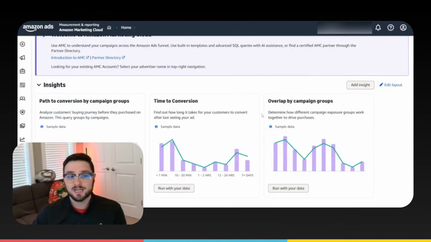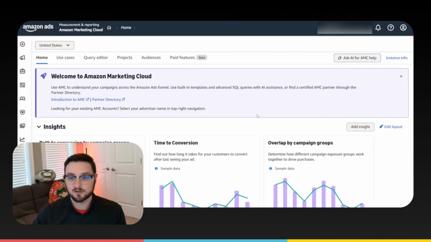So the first one I think is obvious: Amazon Marketing Cloud. If you are a brand that is spending over $10,000 a month on advertising right now, and you are not utilizing Amazon Marketing Cloud, then you are essentially throwing money away. It does not matter if your TACOS is 1% or your ACOS is 1%. You are going to be throwing money away because you are not targeting and segmenting your audience as well as you can be.